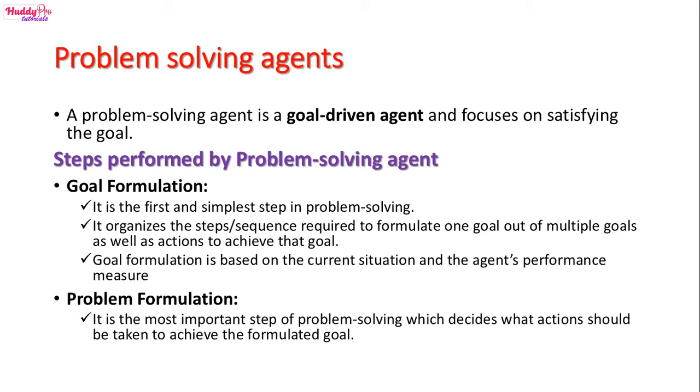Under goal formulation, we have a sequence of steps that this goal-driven agent is required to formulate. At least there must be one goal out of multiple goals, and then there are certain actions that it will undergo to achieve that goal. So this goal formulation is based on the current situation and the agent's performance measure.